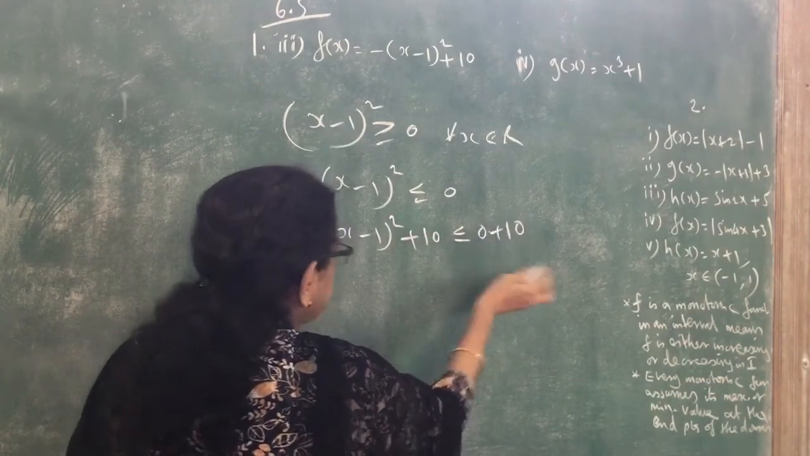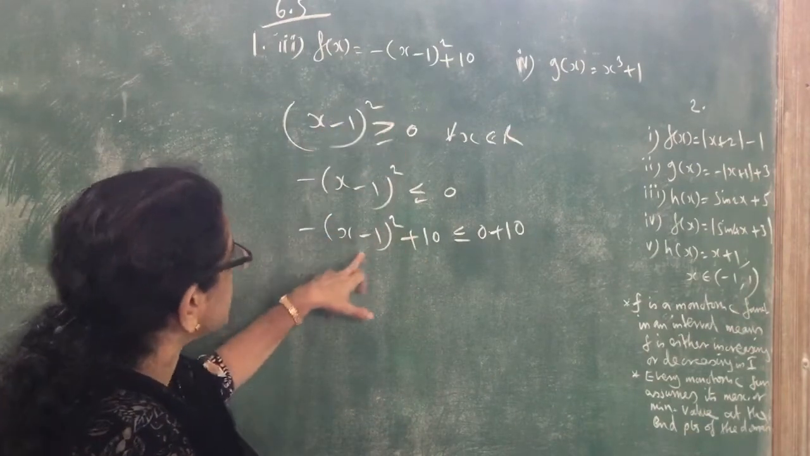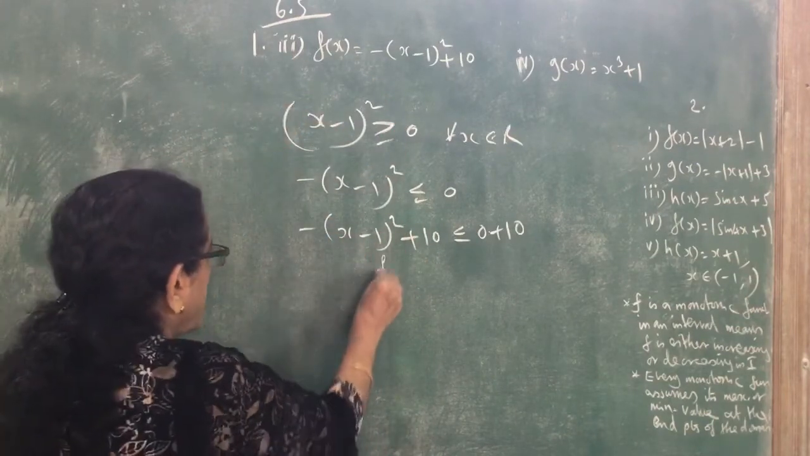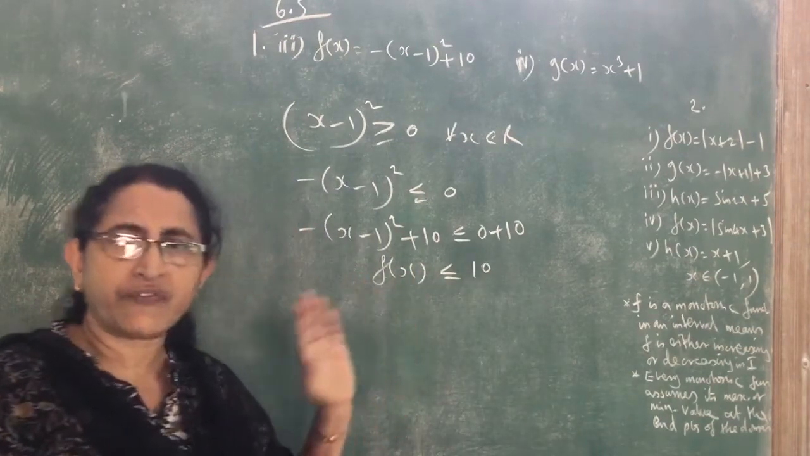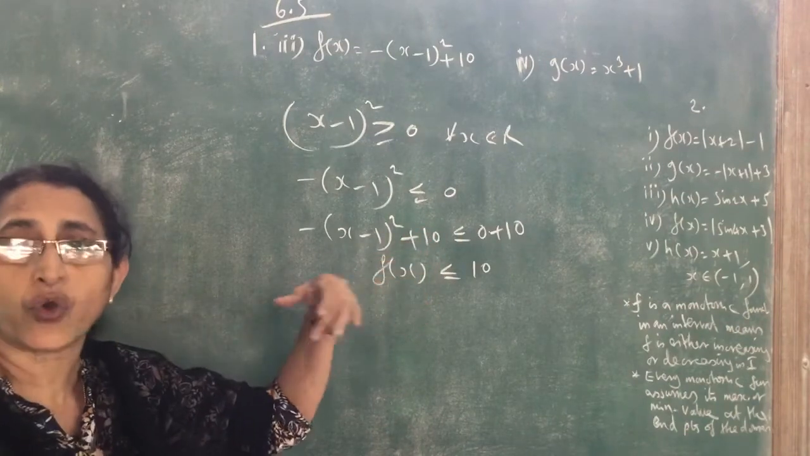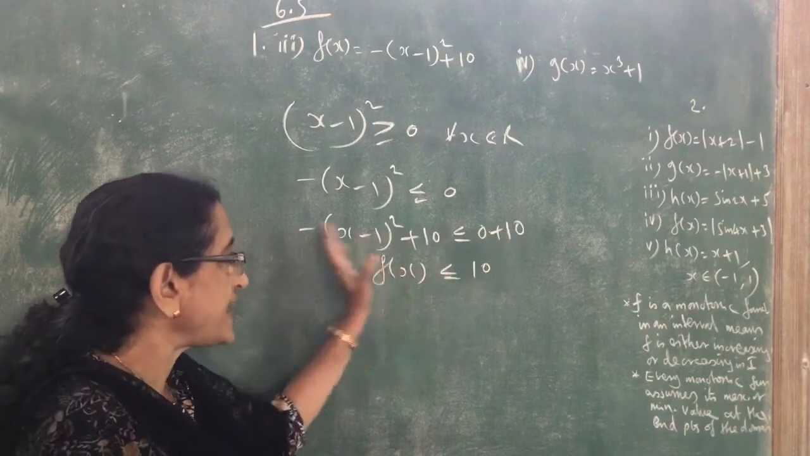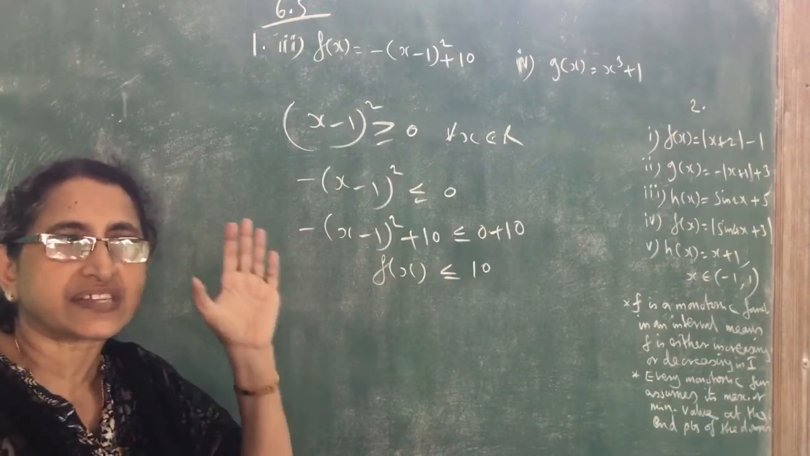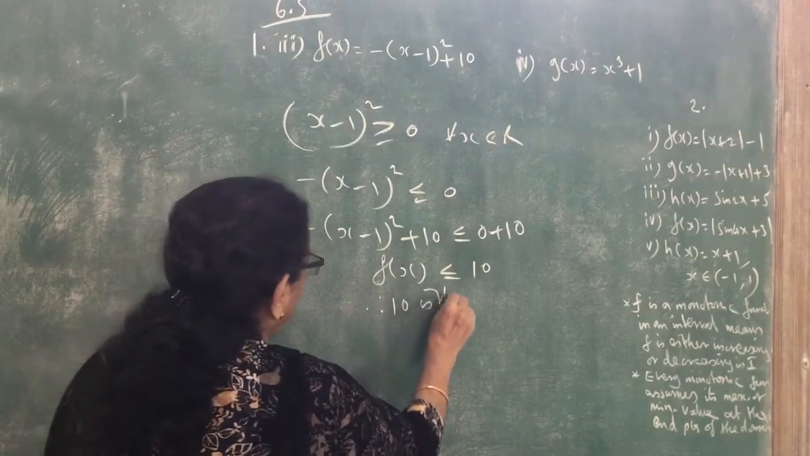That is the same as 10. And minus (x minus 1) whole square plus 10 is f of x. So f of x is less than or equal to 10. So we got, for every real number x, f of x is less than or equal to 10. So this is the maximum value. It is always less than or equal to 10, which means 10 is the maximum value. Therefore 10 is the maximum value of the function.